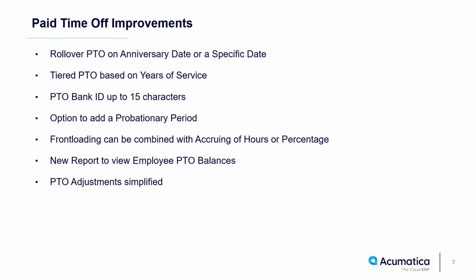Okay, so that was a quick overview of our paid time off improvements. You can have a rollover for PTO on the anniversary date or a specific date. You can have tiered PTO based on years of service. The bank ID can be up to 15 characters. You have the option to add a probationary period and how the employee should accrue or be able to take paid time off. Front loading can be combined with accrual of hours or a percentage, and a new report to view the employee's PTO balances, and the PTO adjustment has been simplified.